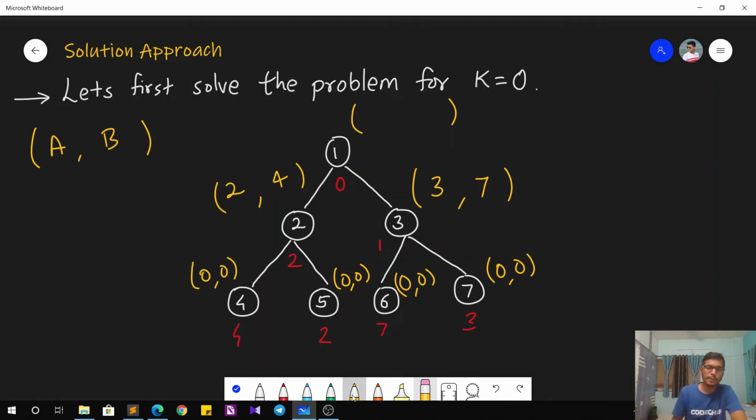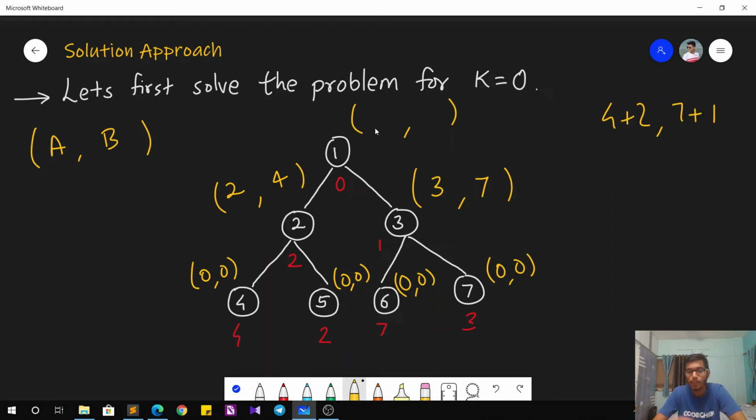So what will happen? Again, Alice will try to minimize the answer. The two options available to Alice are either he can do a 4 plus 2. Okay, that is one option. 4 plus 2 is one option, or 7 plus 1 is one option. Which one is smaller? Definitely 6 is smaller.